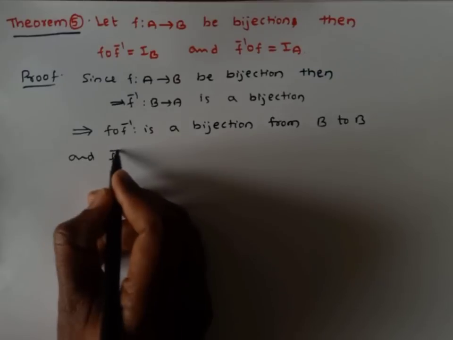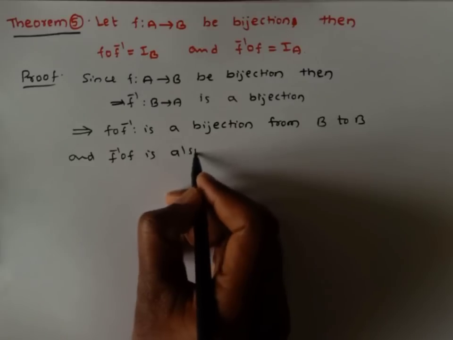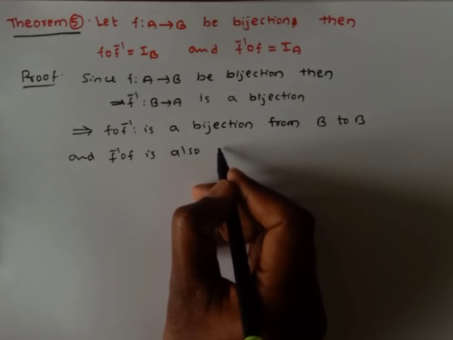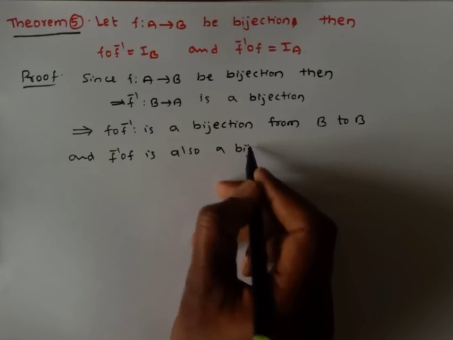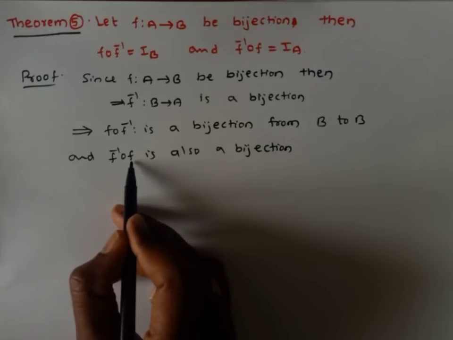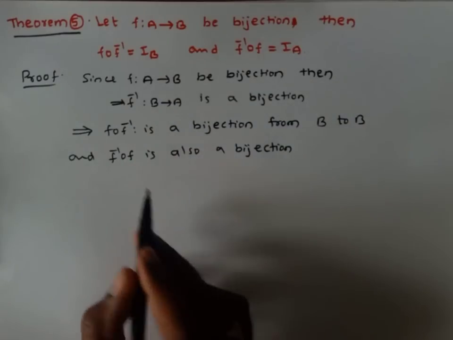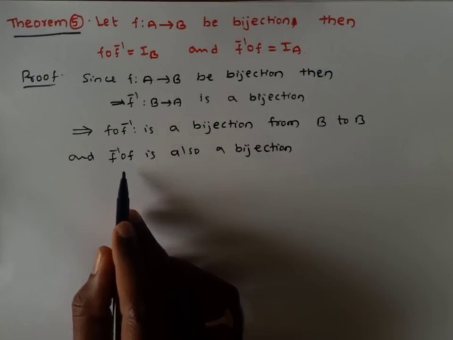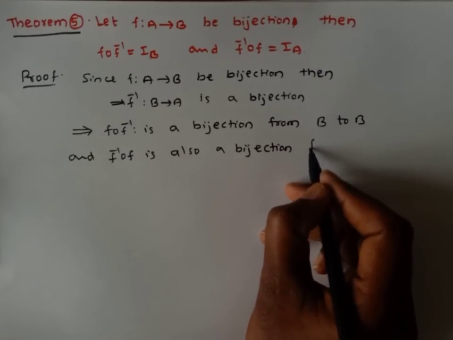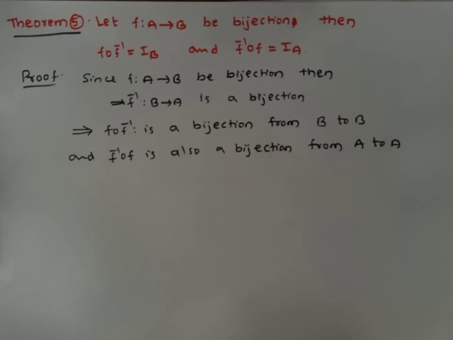And f inverse compose f is also a bijection. Now this is from where to where? Here f starts from A to B and it is B to A. So here A to A for this f inverse circle f, from A to A. Now so we have this data: f compose f inverse and f inverse compose f are bijections.